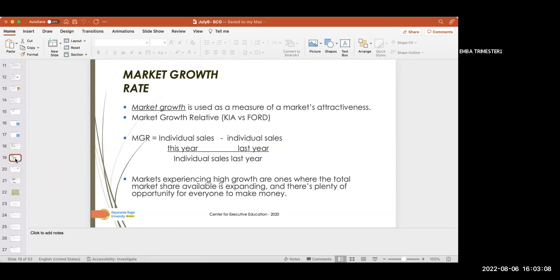Okay, look at this. Look at the story of Kia versus Ford. What happened to Ford? They moved out of India. Why did they move out of India? Why did they move out? Their market growth and share of the market were also very low and not improving.